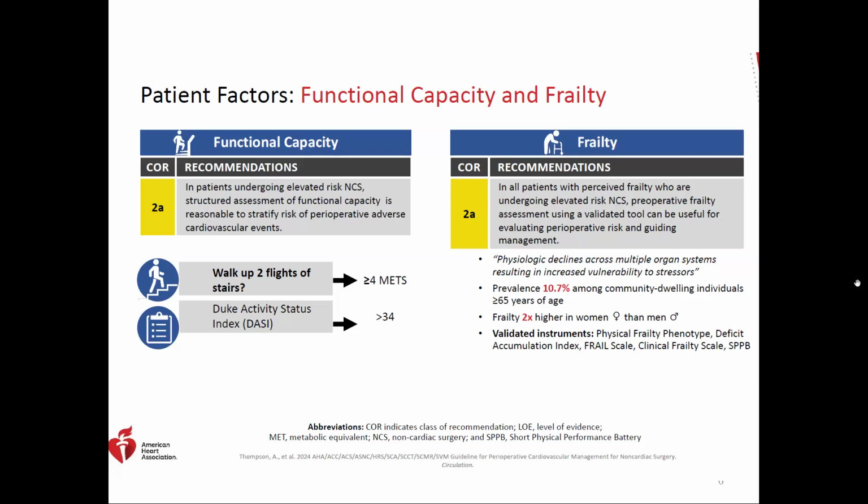Now the frailty is, I did a total shoulder yesterday, and she walked in the holding area with a cane. That's a different patient than someone who just walked in from the pickleball court, right? So they're saying that 10%, 1 in 10 patients over 65 in the community are frail, and this is going to pose higher surgical risk. So they want us to recognize that, which maybe wasn't in the last guideline.